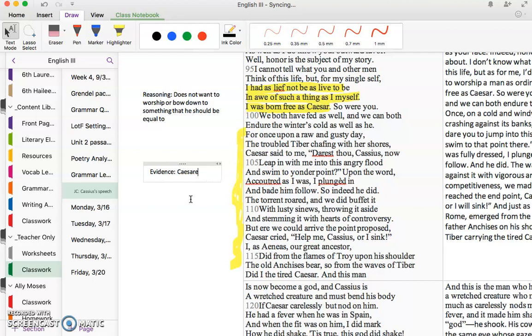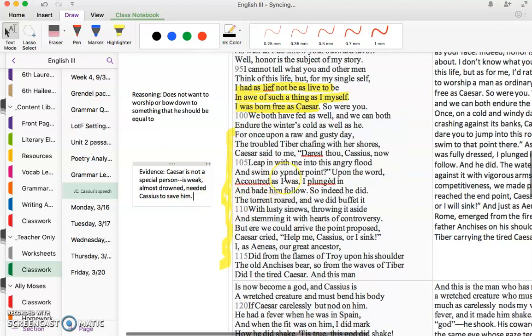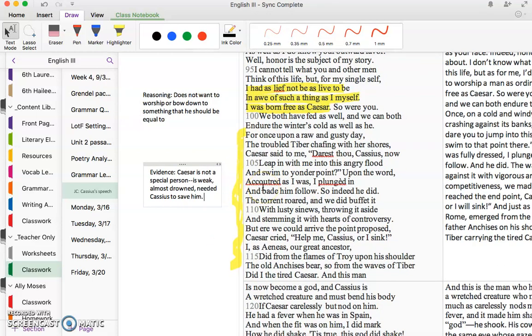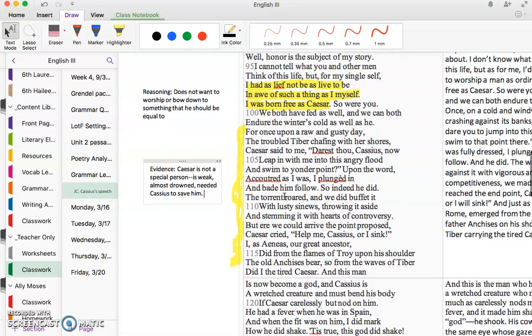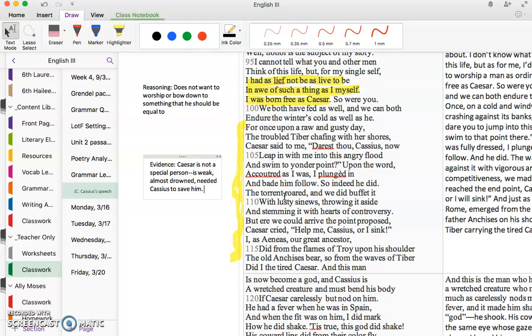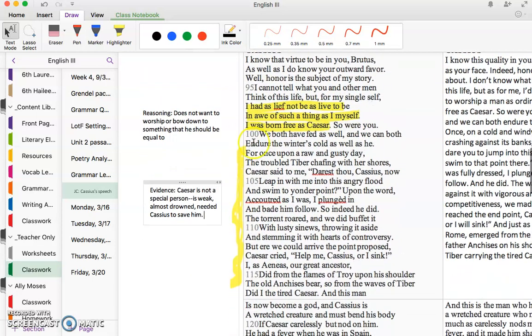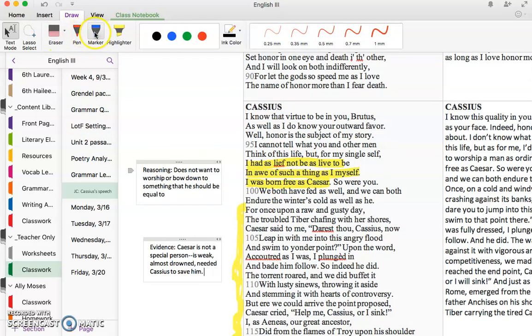Caesar is not basically a particularly special person. We'll say he is weak, almost drowned. He needed Cassius to save him. And so it was also seemingly pretty reasonable for Cassius to say, this makes no sense for me to have to worship someone who is basically not even necessarily my equal, but someone who I can even better in a simple situation like this.